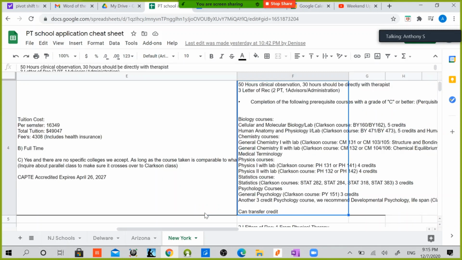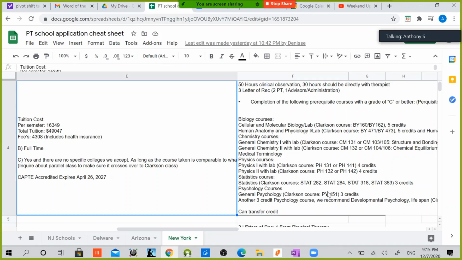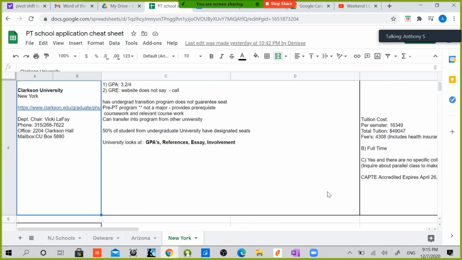And then, listen, they have a bunch of courses here that are relevant to the curriculum. This is the first time I've heard of a pre-PT program from a university, excuse me, for Clarkson. But it's cool because it gives you prerequisite and relevant coursework. So these are little programs, so it's not just being a bio major. It's all right, cool. I can apply to Clarkson and try to apply to this pre-PT program. Doesn't necessarily guarantee you a spot, but it puts you in a better situation.